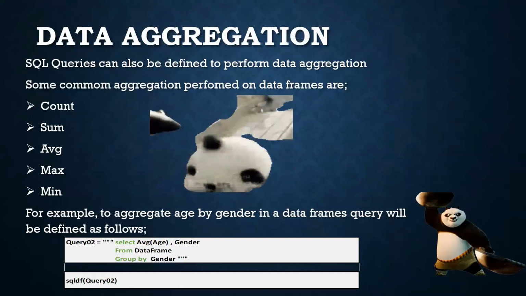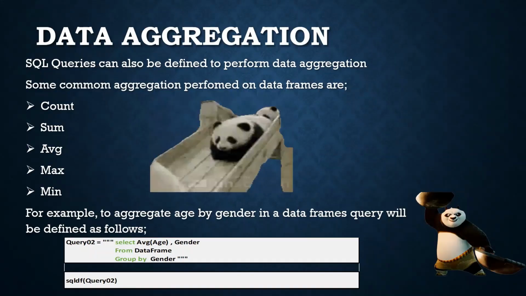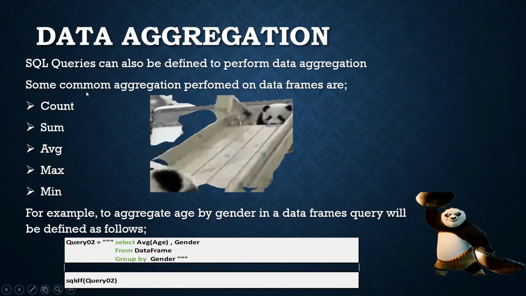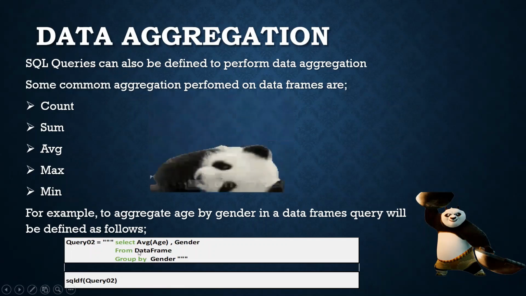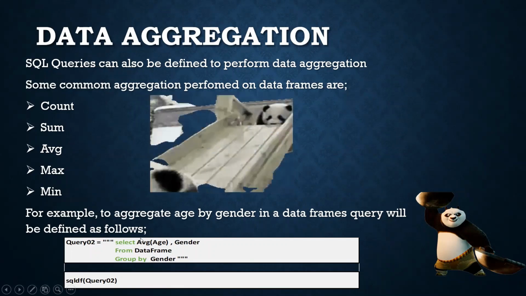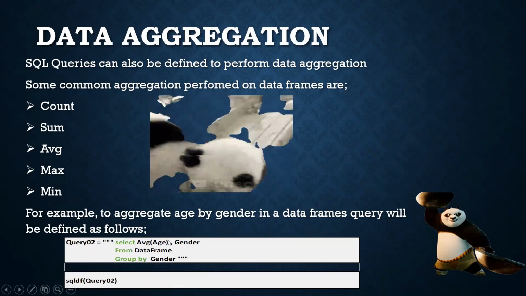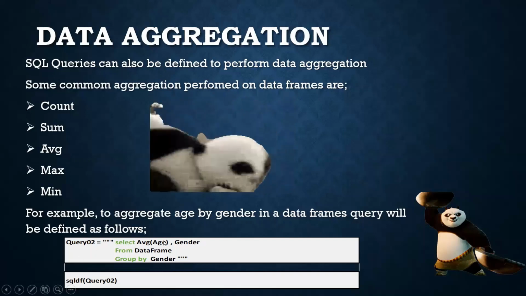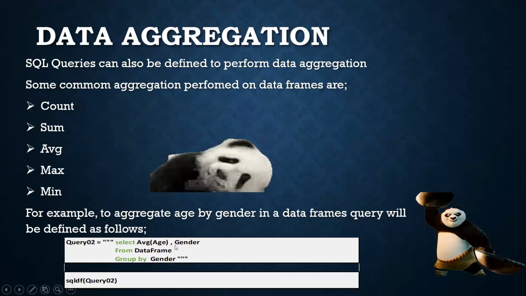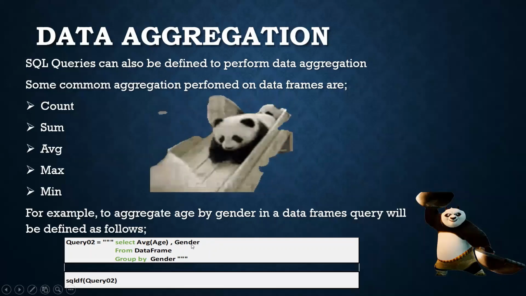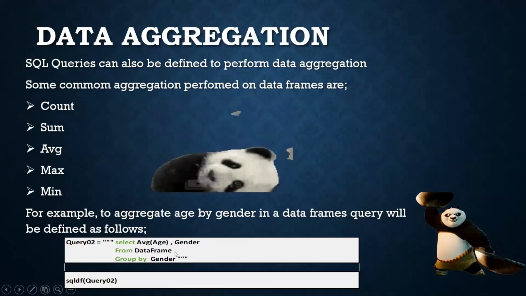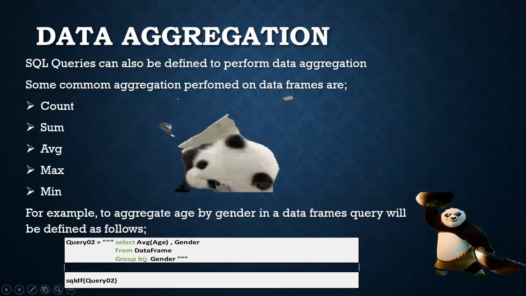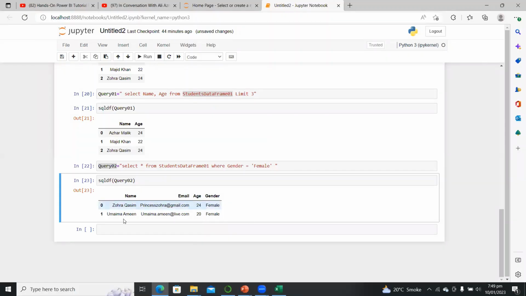For example, if we want the ages of students from our data frame 1 and we want the average age gender wise, that is the average age of male students and average age of female students, then we will define our query as select average, which is the average function, and inside parenthesis we will type the name of the column on which we want to perform the average function, and then we want to perform the aggregation based on gender, so we will type the criteria gender, and then from data frame, which is student data frame 01, and we will group our aggregation by gender. So let's see how we can perform this.